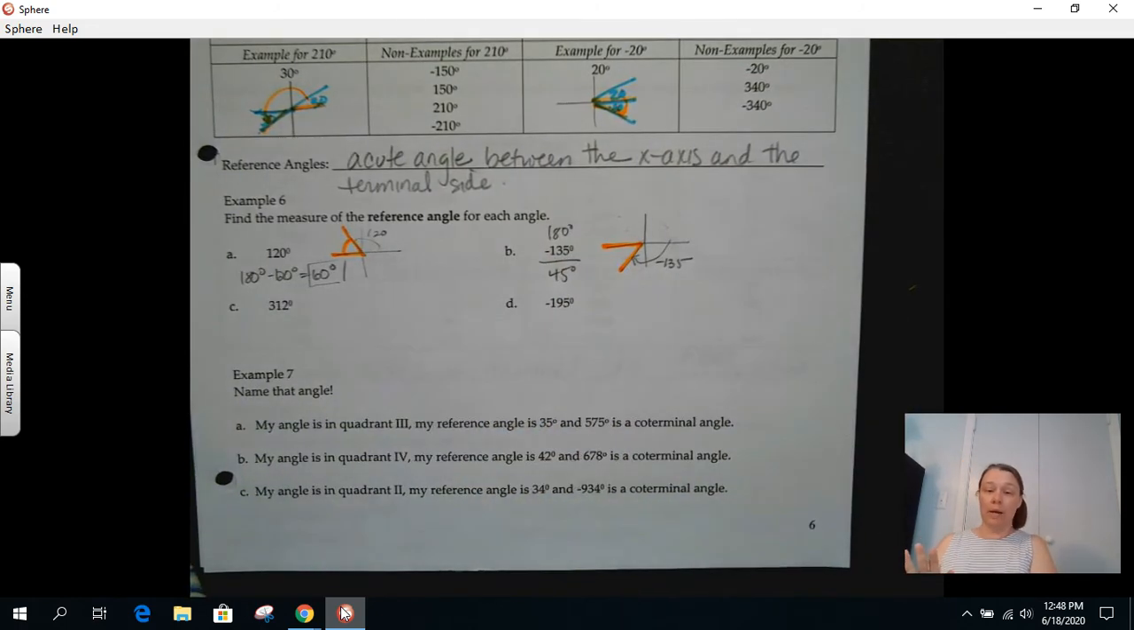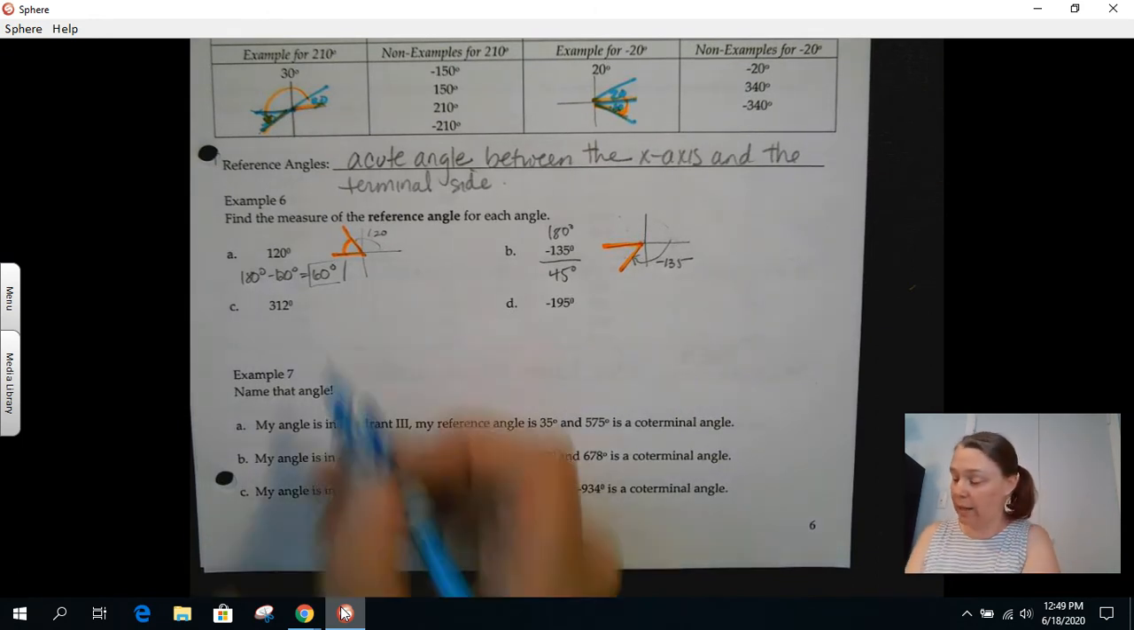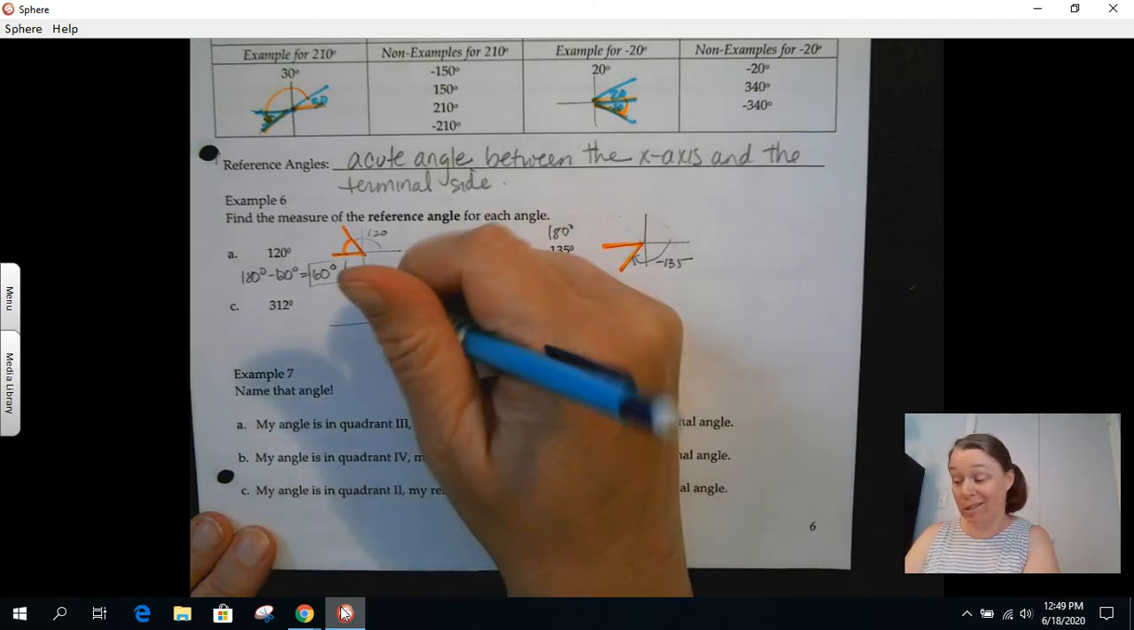Now somebody's out there saying, well, I just always have to add or do something with a 180. It really is going to depend on where that angle falls. It's not that cut and dry. I know it would be so much easier if it were, it just isn't.